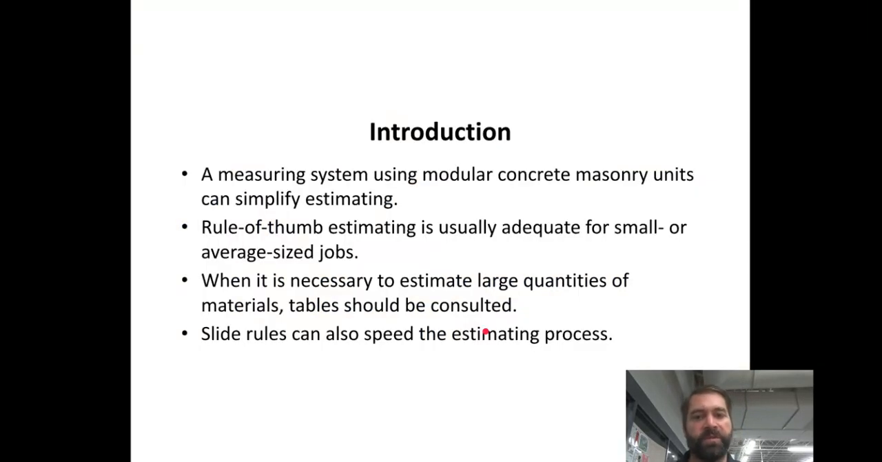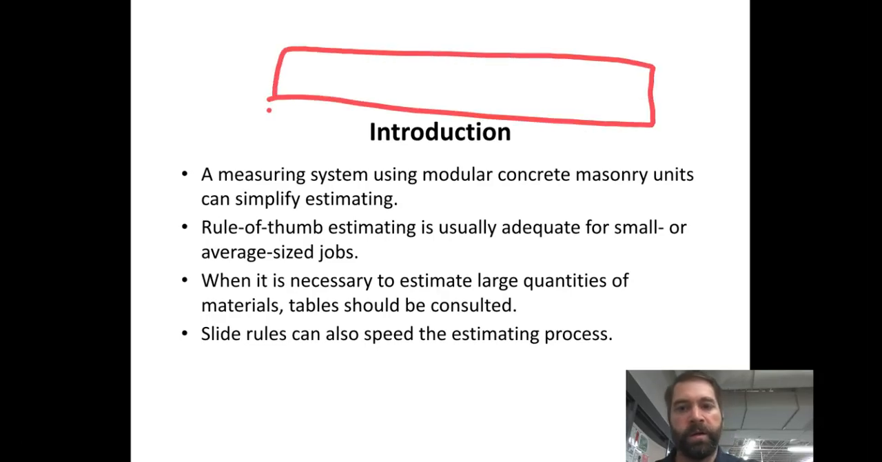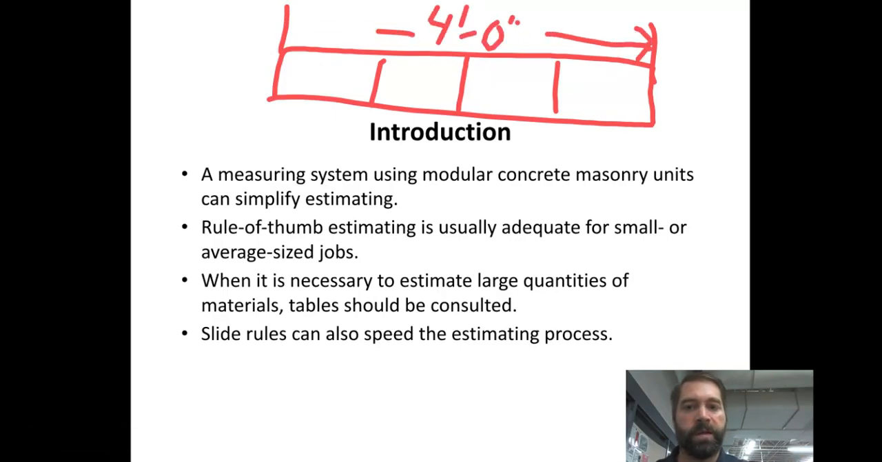Well, let's find out. To get started, a measuring system using modular concrete masonry units can simplify estimating. What that means is if we're using a system where we can have one unit, then that ends up making it way easier for us. So let's say that we have this wall here, and we're using modular concrete units, which means that they're all the same size, right? If we look at this overall length, let's say, just for example, that this is 4 feet from here to here. This lets us know that we have 4 of these modular units. So if we go by the length that it has, which in this case is 4 feet, and we go from here all the way over to here, you can see we have 1, 2, 3, 4 units. Make sense?